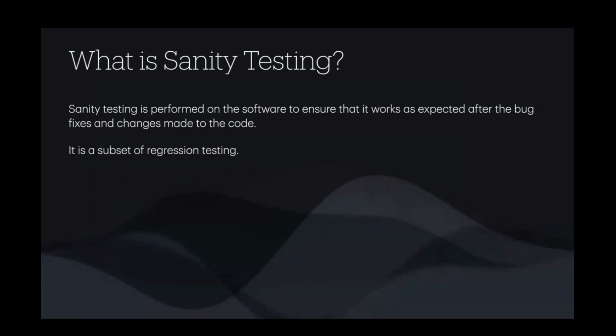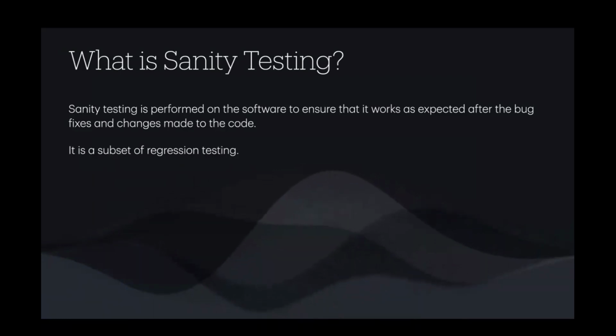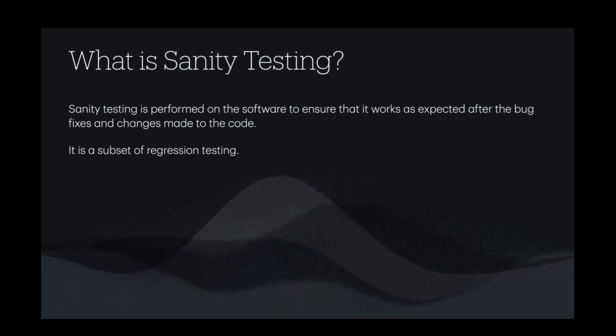Sanity testing is performed on the software to ensure that it works as expected after the bug fixes and changes made to the code. It is a subset of regression testing. In other words, a sanity testing determines whether the intended result of code change works correctly.